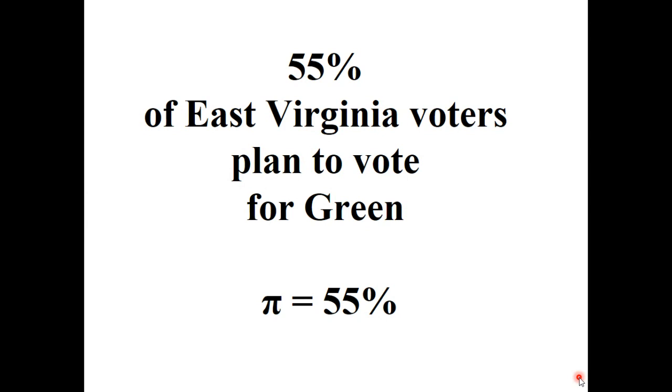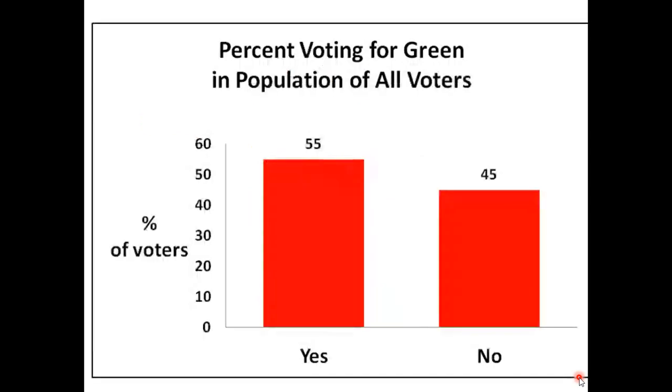Now this gives us enough information to construct a population distribution. Here's the population distribution. The x-axis again indicates how voters plan to vote regarding Christina Green, yes or no. The y-axis indicates the percentage of voters in each category. In the population, 55% of the voters plan to vote for Green.